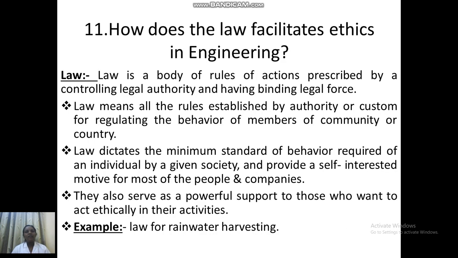11th question. How does the law facilitate ethics in engineering? Law is a body of rules of action prescribed by a controlling legal authority and having binding legal force. Law means all the rules established by authority or custom for regulating the behavior of members of a community or country. Law dictates the minimum standard of behavior required of an individual by a given society and provides a self-interested motive for most of the people and companies. They also serve as a powerful support to those who want to act ethically in their activities. Example, law for rainwater harvesting.